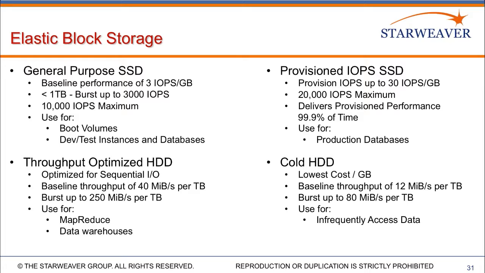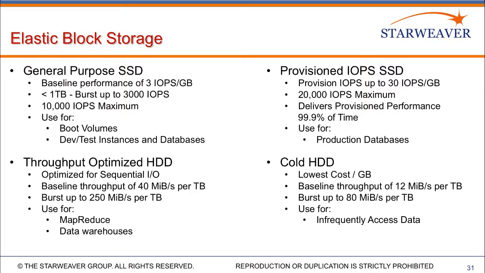Now, the general purpose SSDs are bursting, which means that they have a low baseline performance depending upon the size of the volume. So the baseline performance is 3 IOPS per gigabyte, right? So if it's a 10 gigabyte volume, you're getting 30 input outputs per second as a baseline. Now, when you want to go above 30, if your application tries to, it will burst up to 3,000, and it will use that in a burst mode until you run out of credits.